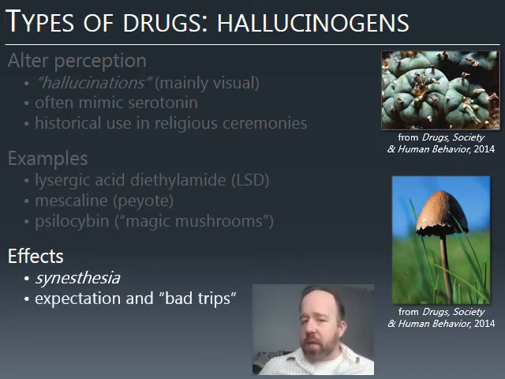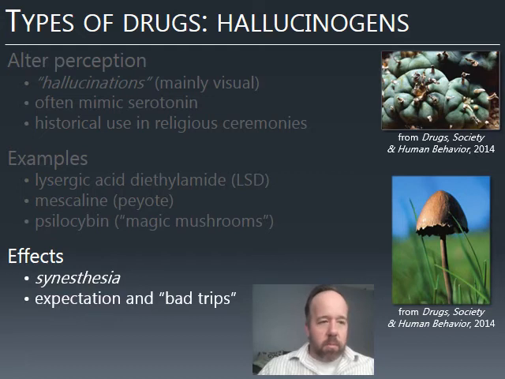There's a big role of expectation for hallucinogens as well. We talked about alcohol and the expectancy theory. Hallucinogens have another big intersection with expectation. People that are expecting a good experience, a pleasant one, often have that. People that are expecting a bad experience or don't know that they're on a hallucinogen can have what's known as a bad trip or a bad experience.